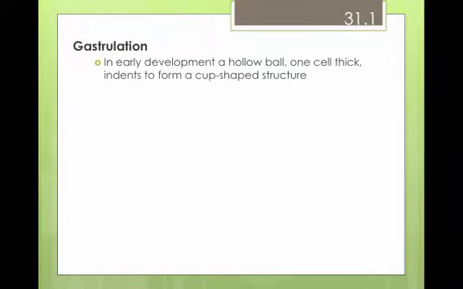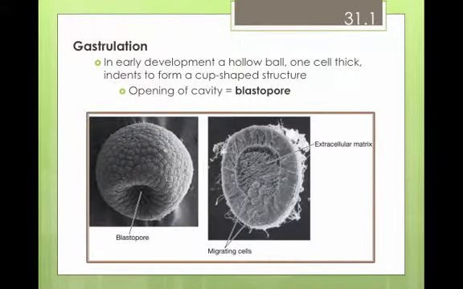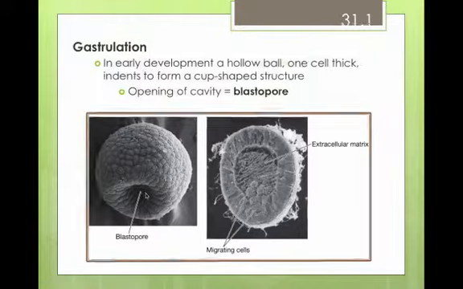So now we're going to move on to something called gastrulation. So this is in early development a hollow ball about 1 cell thick. It indents and it forms a cup-shaped structure. And the opening of this cavity is called a blastopore. So here's a picture, and so this would be your blastopore, and this is like if you cut it, but this is basically what we're talking about with the gastrulation.